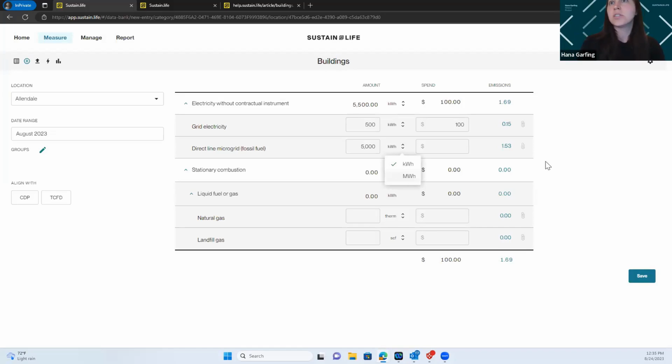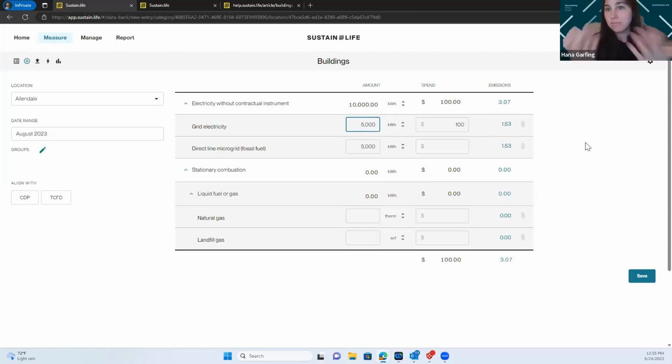You tell us the unit of measure that you're using. If you use a different currency type, you can tell us that too. And what you're seeing here on the right is we're actually doing calculations for you on the fly. So you enter your amount, and then we are able to give you an emissions number. That's the bread and butter of what Sustain does in terms of our carbon accounting platform and capabilities.